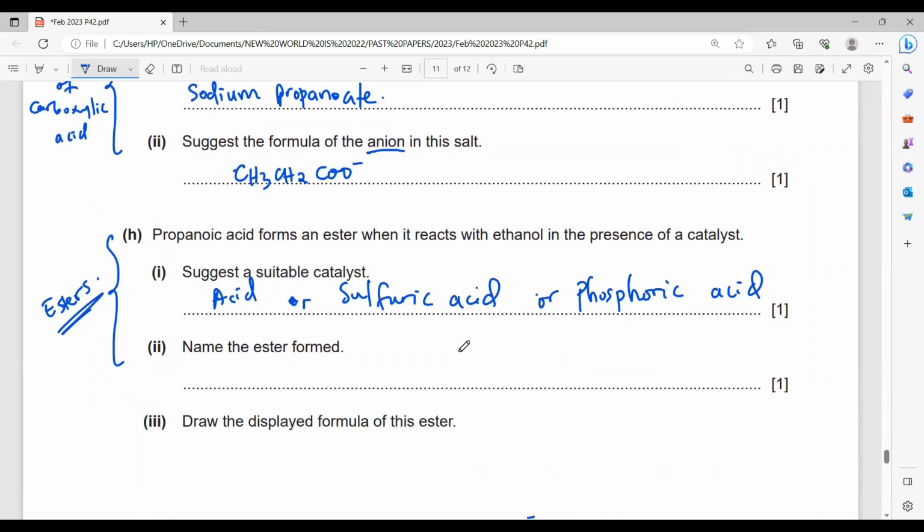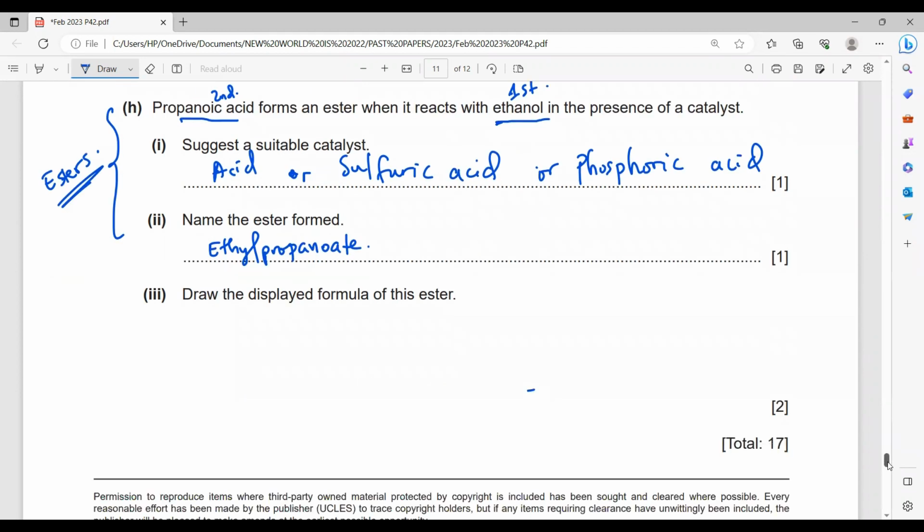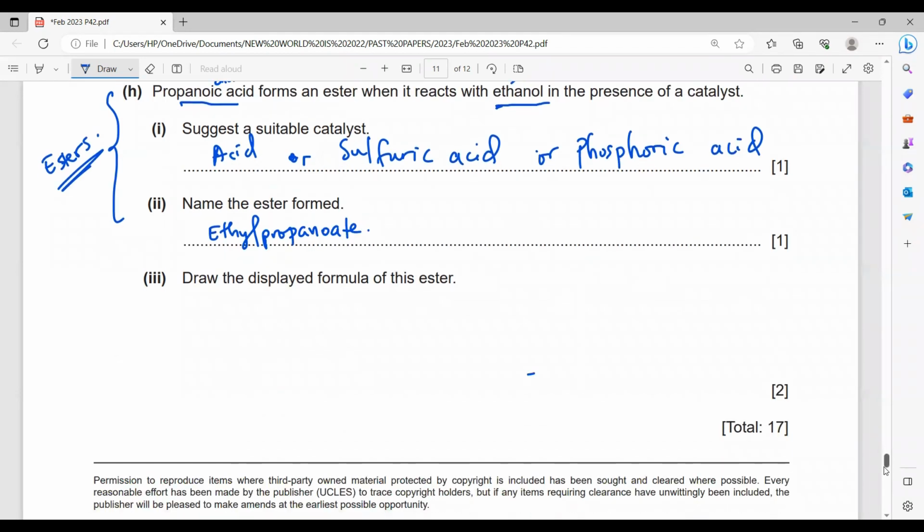Then name the ester formed. How are you going to identify the ester formed? You're going to have the ethanol, the alcohol part, first. So this one is usually first during naming, and this is second. During naming, we start with the first. So since it's ethanol, we get the alkyl part, which is ethyl. And we have propanoic acid, we get the anionic part, which is propanoate. We have ethyl propanoate.